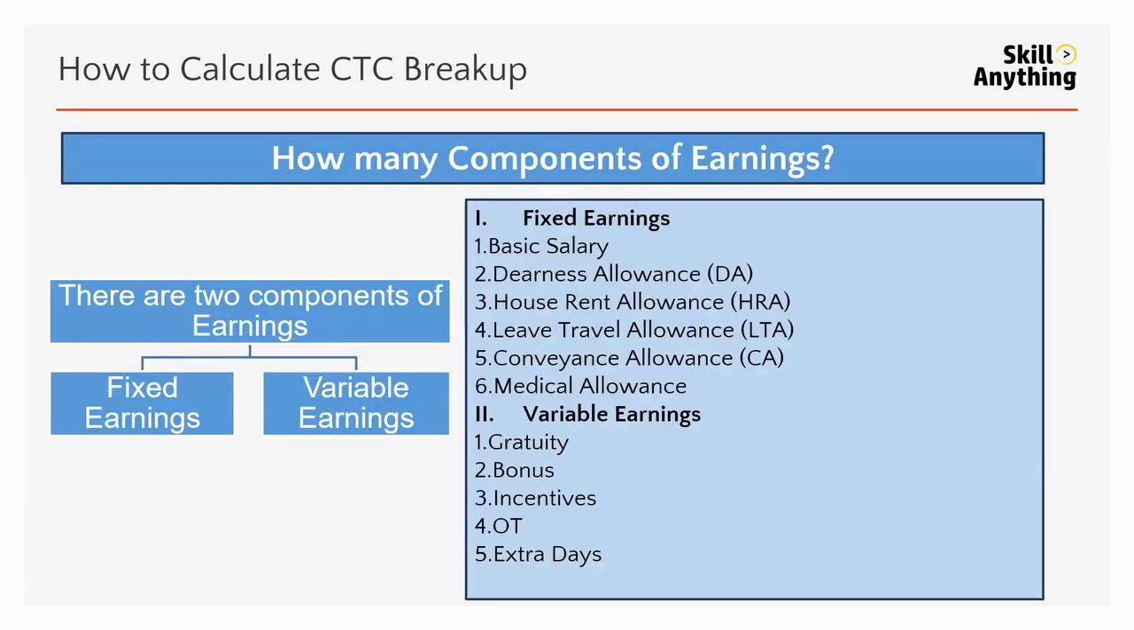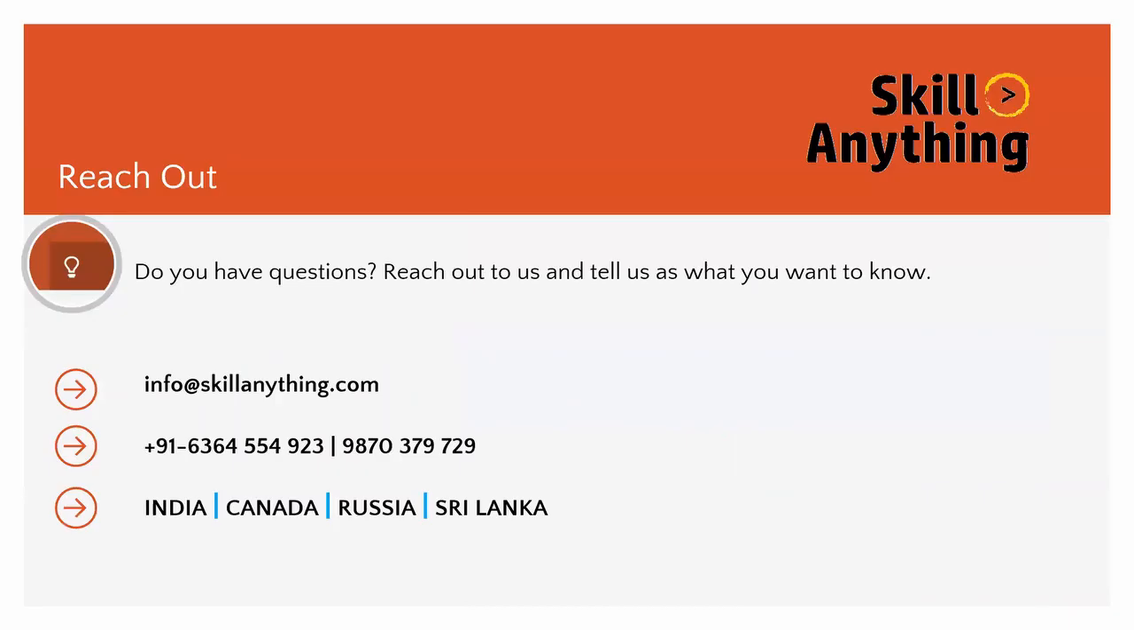How many components of earnings? There are two components of earnings: fixed earnings and variable earnings. So what is fixed earnings? As I said, basic salary, DA, house rent allowance, leave travel allowance, conveyance allowance, and medical allowance are fixed earnings. And gratuity, bonus, incentives, overtime, and extra day pay are variable earnings.